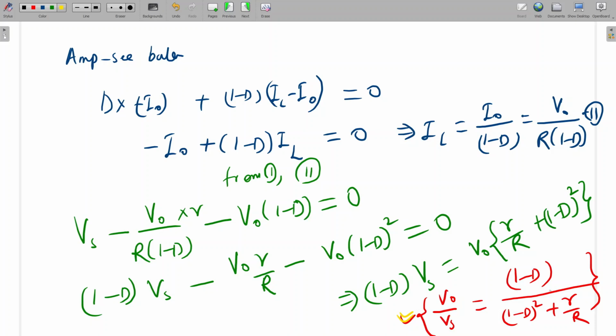What will be the V0? V0 we can directly calculate with this equation. So this you have to memorize. This is a standard formula we have to memorize.